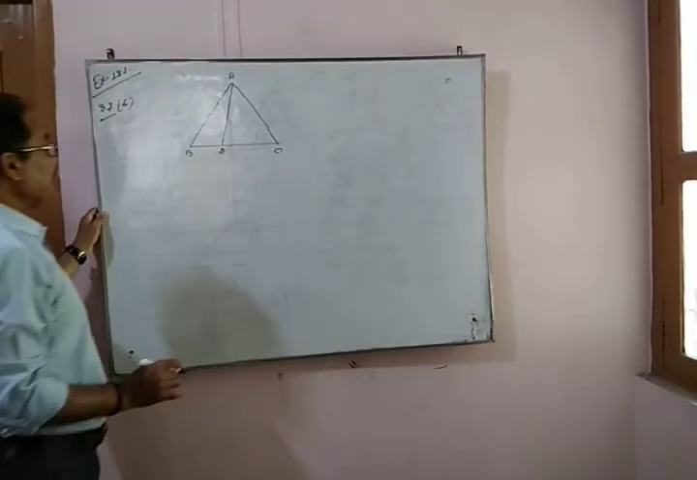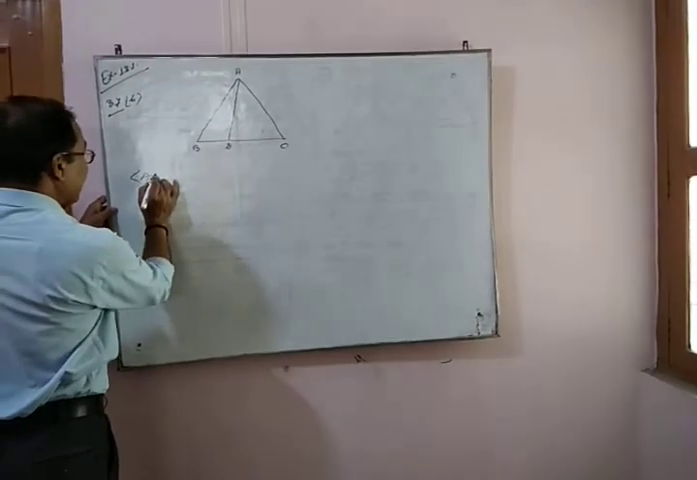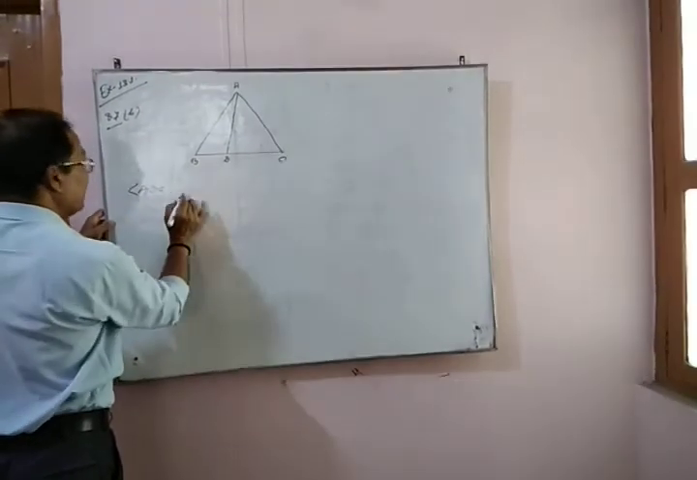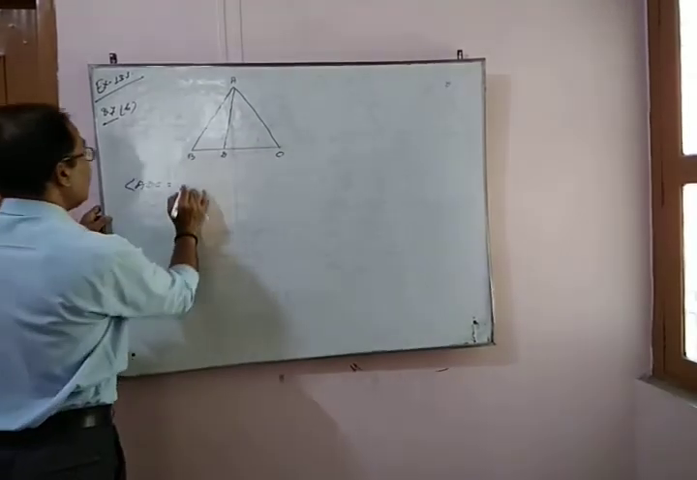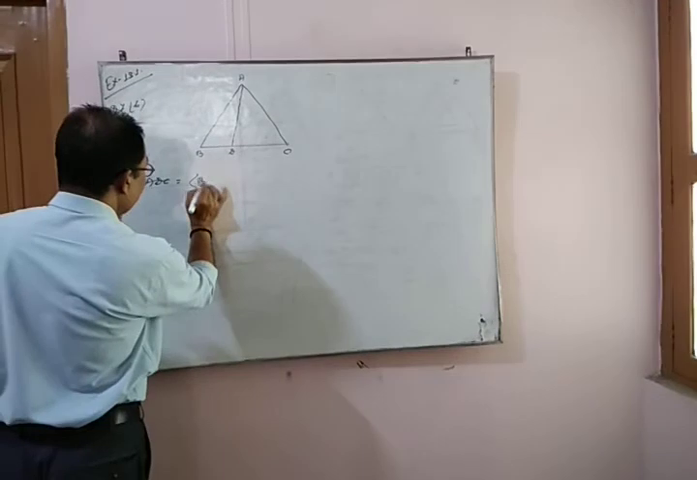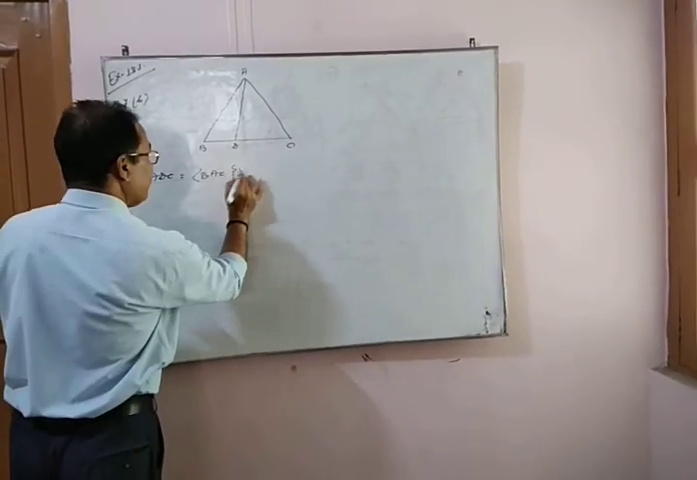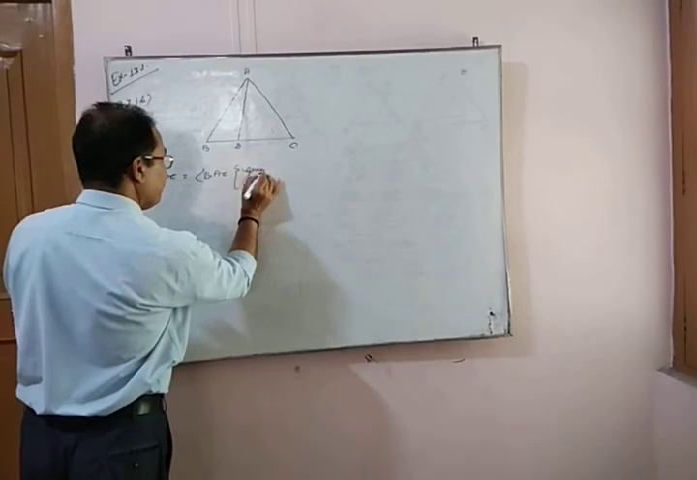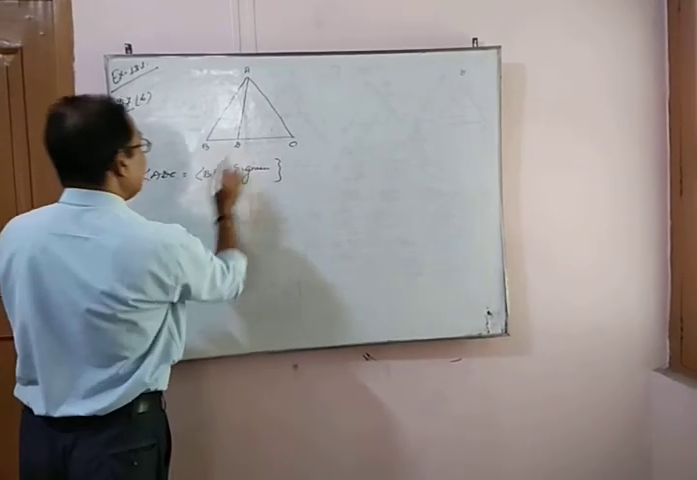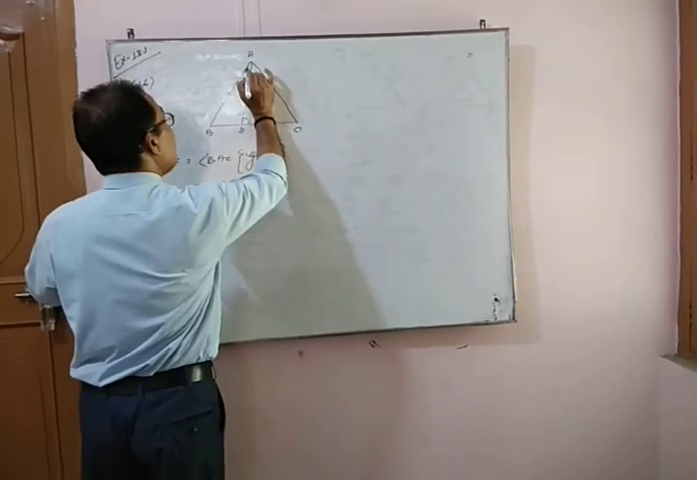It is given that angle ABC equal to angle BAC, given. Angle ABC means this angle is equal to this angle.